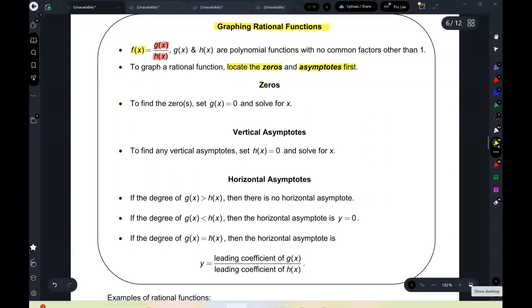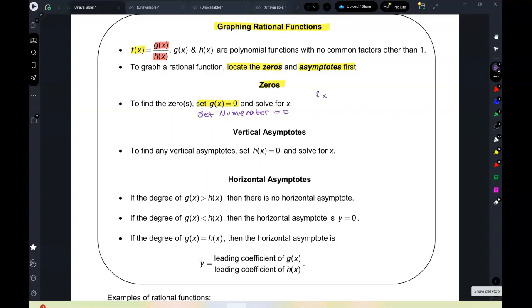So first of all, how do you find the zeros? To find the zeros, you have to set g of x equal to 0 and solve it. G of x is the numerator. So you have to set the numerator equal to 0. You don't even look at the denominator.